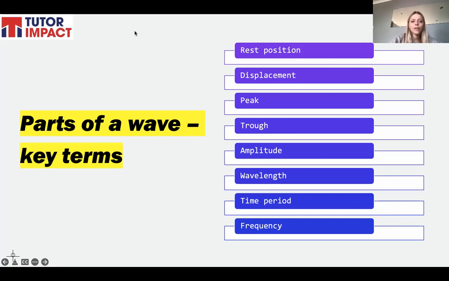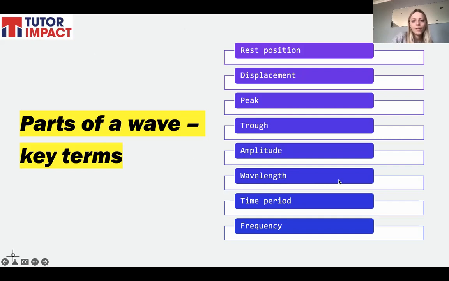The next word on this list is the amplitude. You'll remember that displacement was the distance that a certain point has moved from its rest position. Amplitude is the maximum displacement of a point of a wave from its rest position.